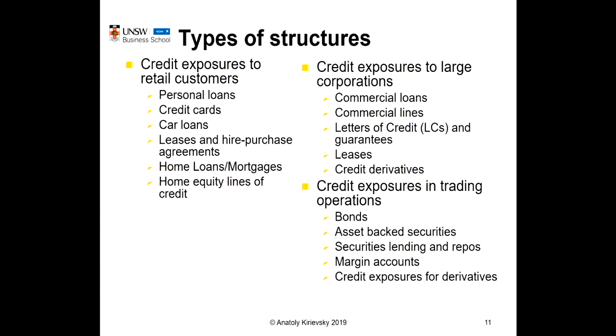In terms of the structures, you often hear references to structure. Structure is just some sort of a contract, some sort of an arrangement under which you have your credit exposure. The most common structure is a loan, but it can be a lease, a finance lease, an operating lease, a hire purchase agreement. So if we look at retail customers, the personal loans, credit cards, car loans, leases, and hire purchase agreements. Right? So a hire purchase agreement is, say, if you ever see an ad for Radio Rentals, right? So you hire a TV, and then at the end of it, you get to buy it.